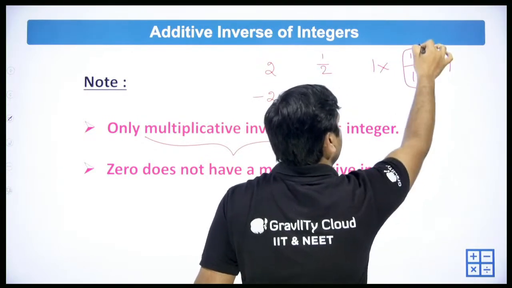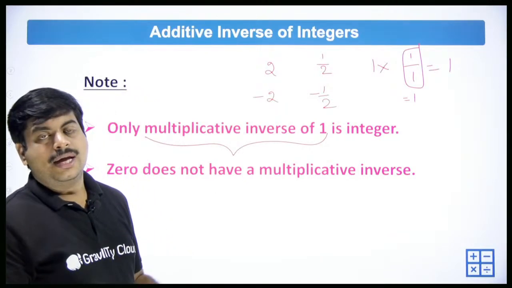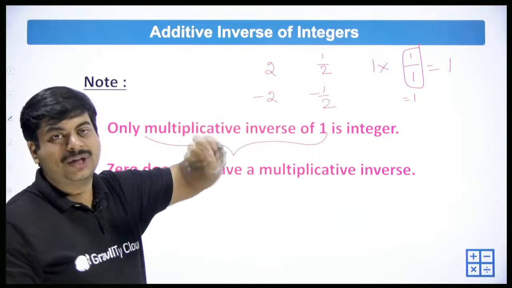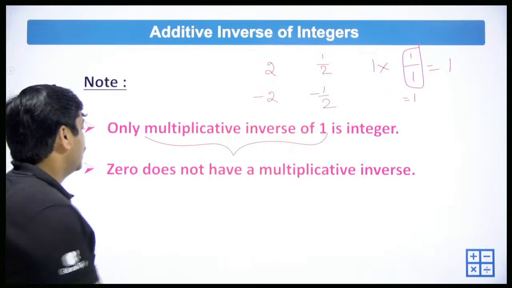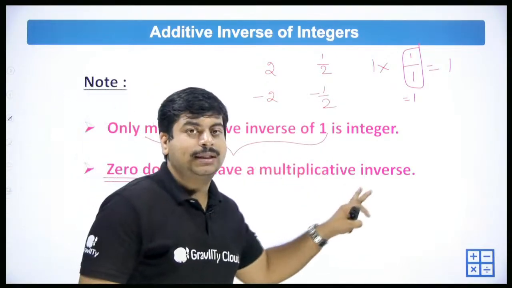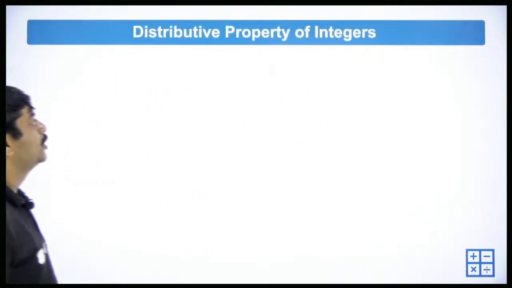1 by 1 is equal to 1. You can say that it is again an integer. In integers, only the multiplicative inverse of 1 is an integer. For the rest of the integers, you will never get an integer back. And 0, just now we discussed, does not have a multiplicative inverse, right? So I think all these are clear to you, right?